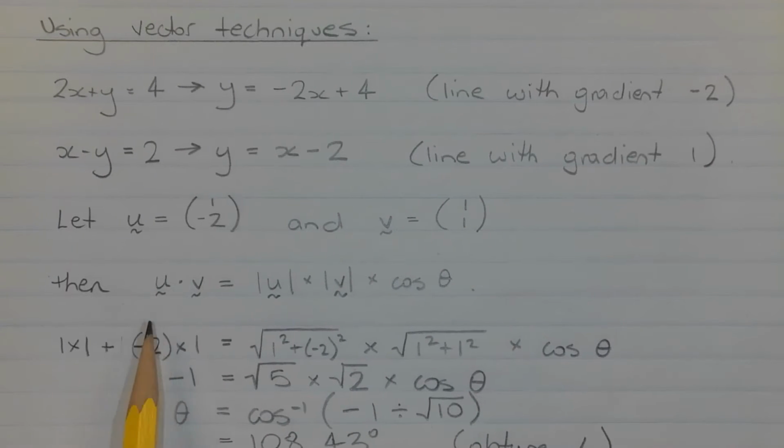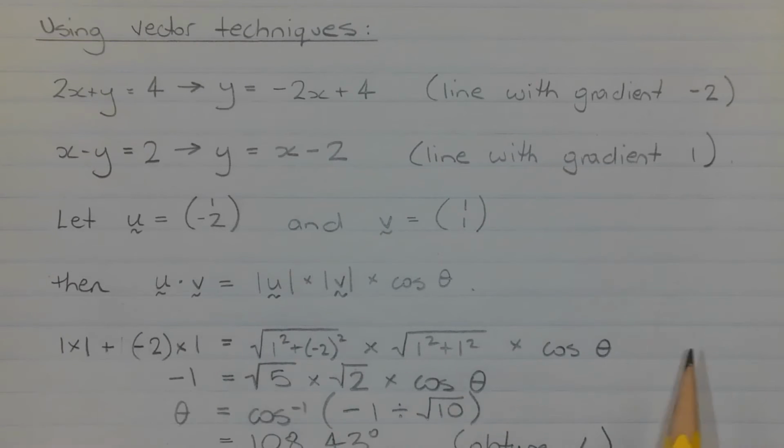Then using the dot product formula, the dot product of vectors u and v is equal to the magnitude of vector u times the magnitude of vector v times cos theta, where theta is the angle between those two lines. So u dot v is 1 times 1 plus -2 times 1, which is equal to the square root of 1 squared plus (-2) squared, times the square root of 1 squared plus 1 squared, times cos theta. These correspond to the magnitudes of vectors u and v using Pythagoras' theorem. Now the left hand side evaluates to -1.